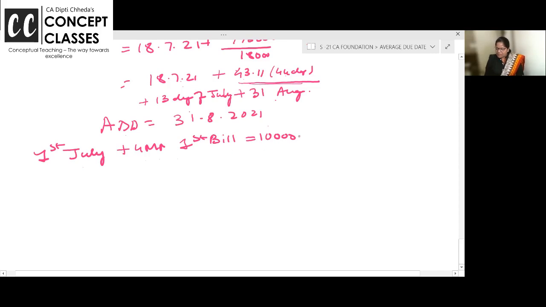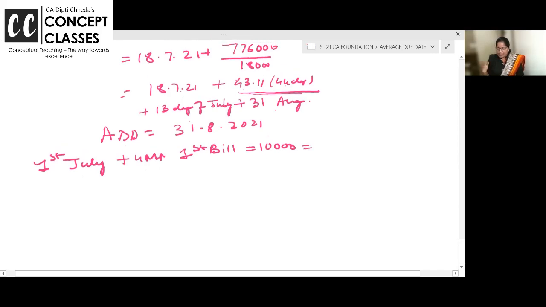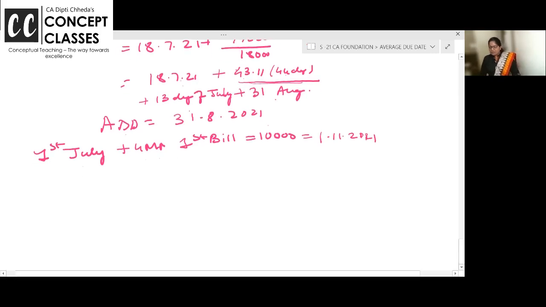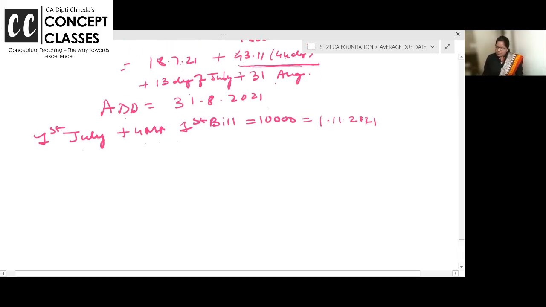So for the first bill, what will be the due date? 1st July to 4 months: 1st August, 1st September, 1st October, 1st November. 1/11/21, 1st November 2021. Another bill is drawn. How much amount is drawn? 10,000. Now, what is the due date? 1/11.